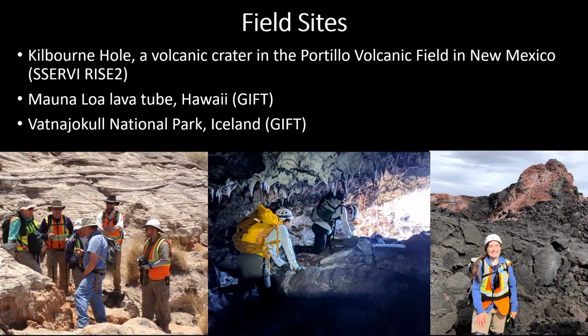The second site is a lava tube on the Mauna Loa volcano in Hawaii. And the third site is actually several sites within the Vatnajökull National Park in Iceland. These latter 2 sites were visited under the auspices of the NASA GIFT program. The bottom images show examples of folks doing fieldwork in each of these 3 very interesting field environments. But before we get into the details of those field sites and what we did there, first I'll go over the geochemistry instruments.